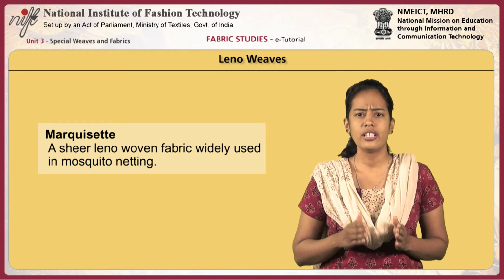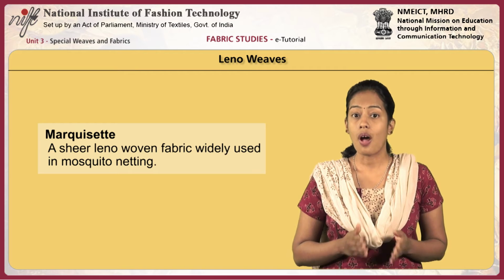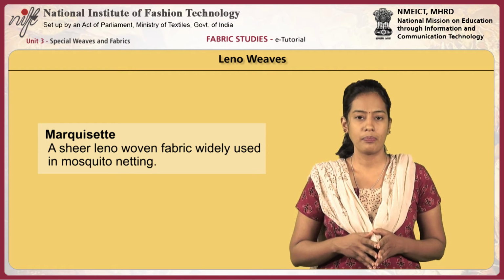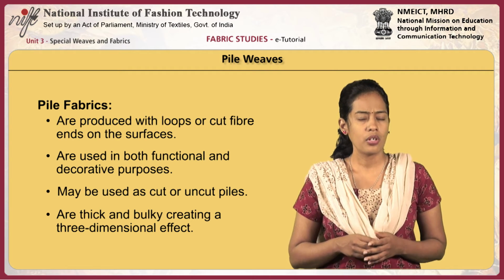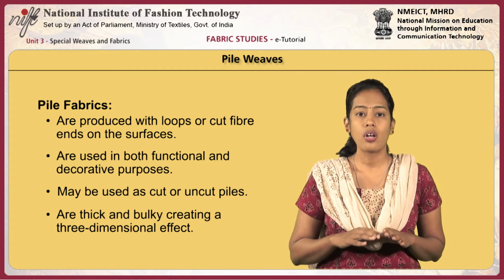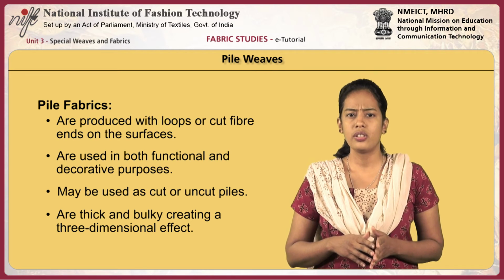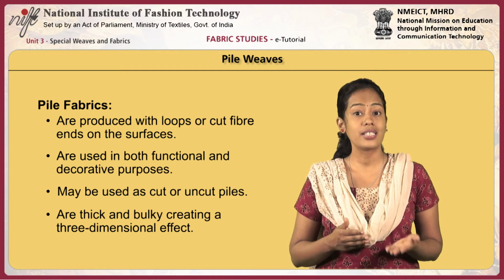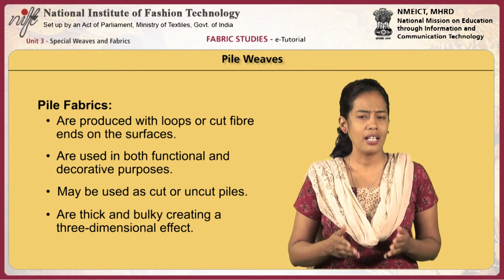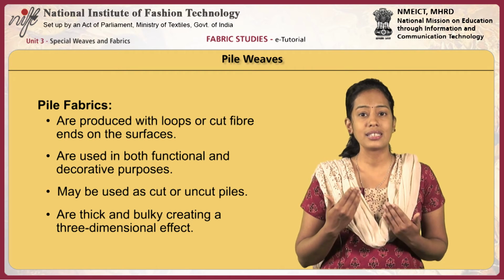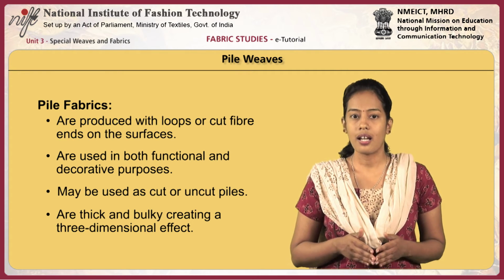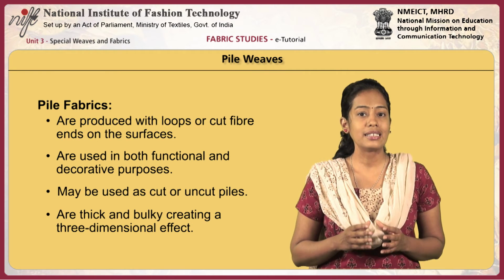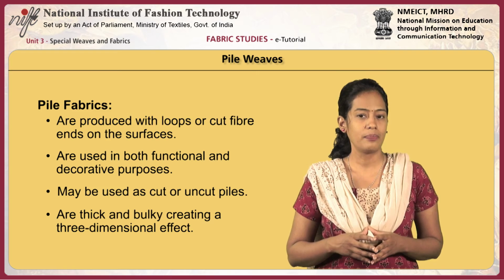Marquisettes, a sheer leno woven fabric widely used in mosquito netting. Pile fabrics are produced with loops or cut fiber ends on the fabric surfaces. They are used for both functional and decorative purposes. Pile fabrics may be used as cut or uncut piles. They are thick and bulky, which creates a three-dimensional effect.